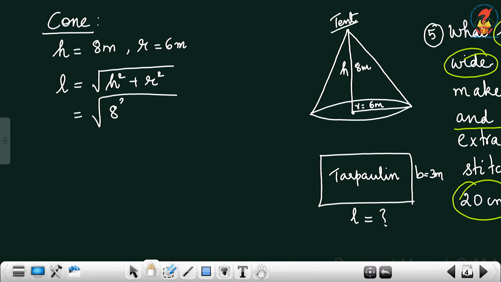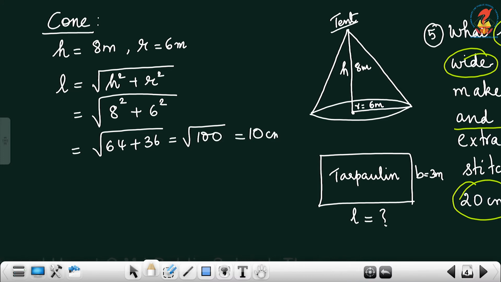H square means 8 square, r square means 6 square. 64 plus 36, which is equal to square root of 100, which is equal to 10 meter.